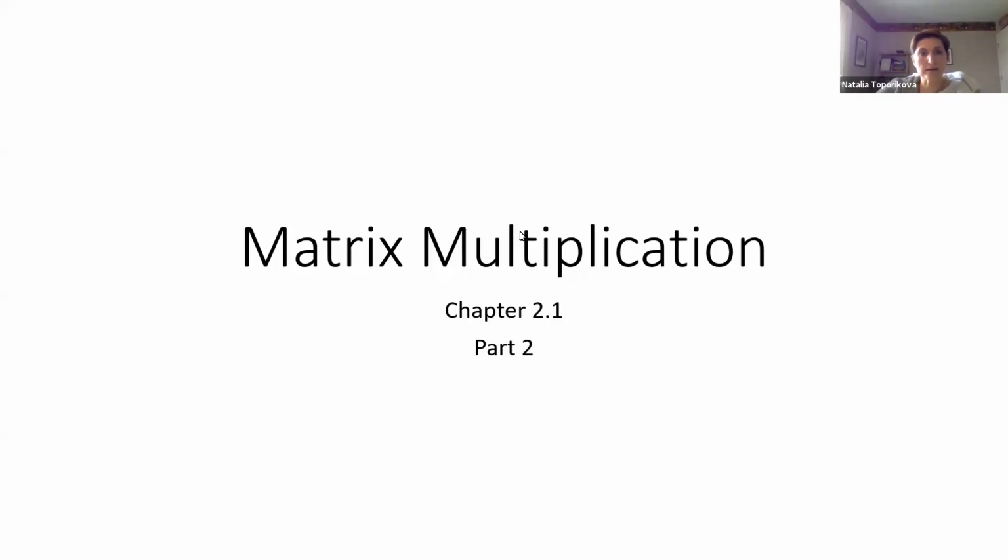Hello, everybody. This is the second part of chapter 2.1, and we will talk about matrix multiplication. Basically, when we multiply two matrices, it's just an updated version of the multiplication of a matrix by a vector.